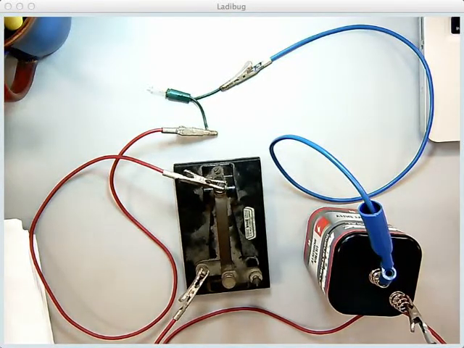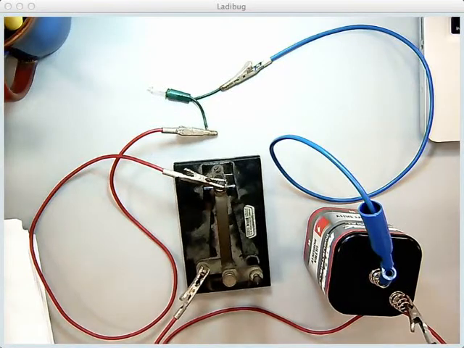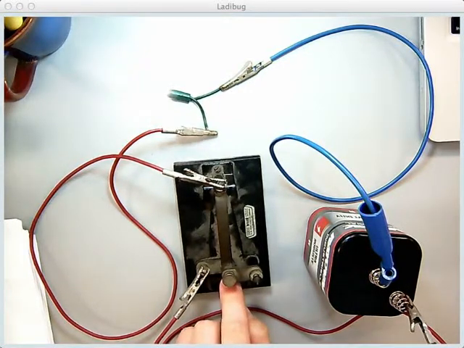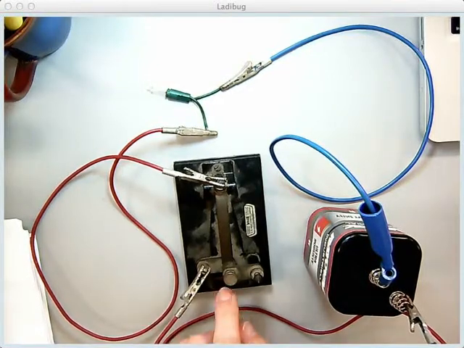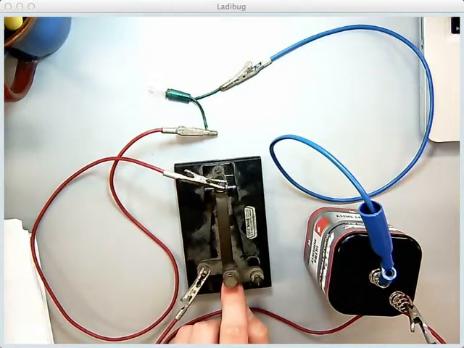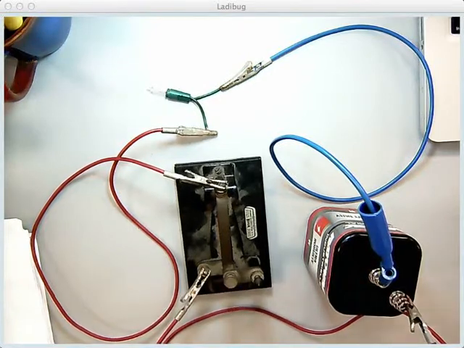But then the other one is SOS, and SOS is three short signals, followed by three long signals, and then three short signals. Okay, so SOS is da da da da da da da da da.